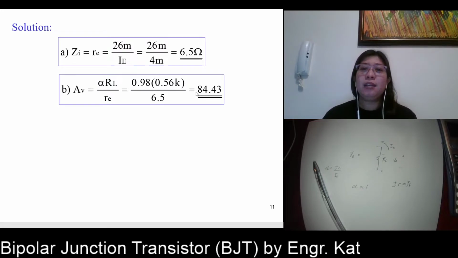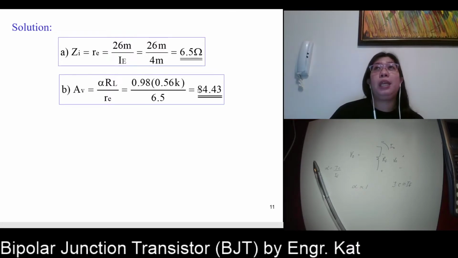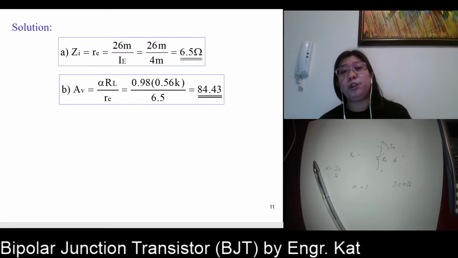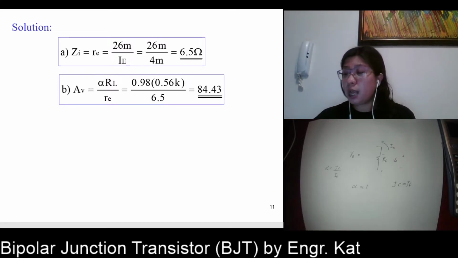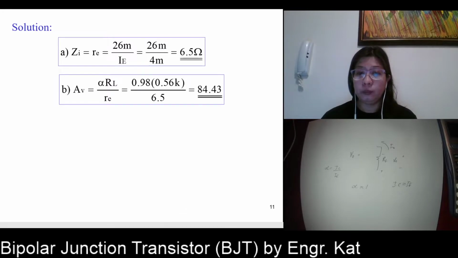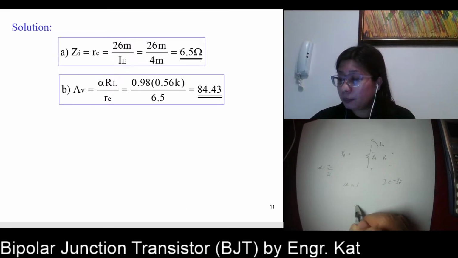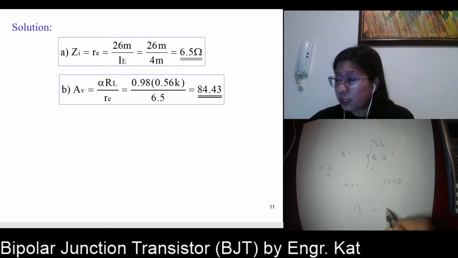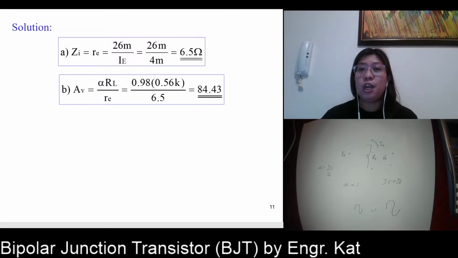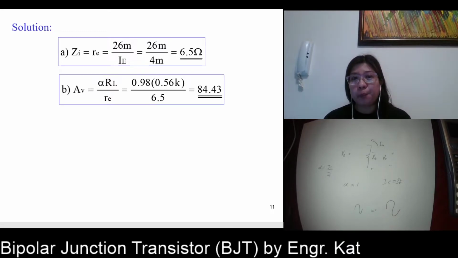And the absence of a negative sign here means your input voltage is in phase with your output voltage. So if this is our input voltage, your output voltage is this one. They have the same phase and it was amplified 84.43 times because of the absence of the negative sign.